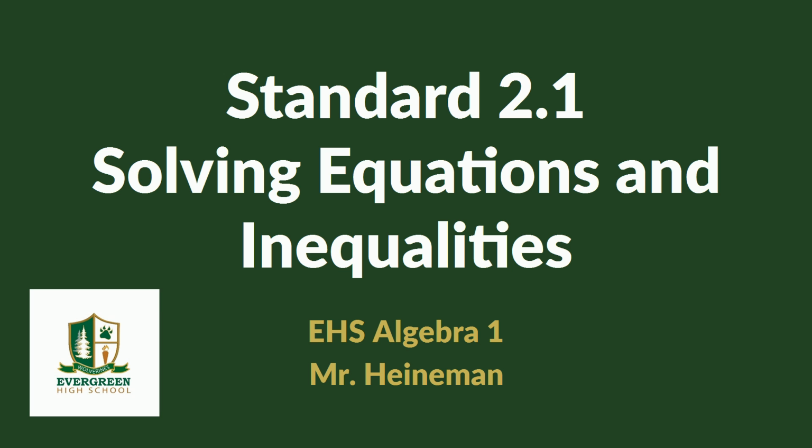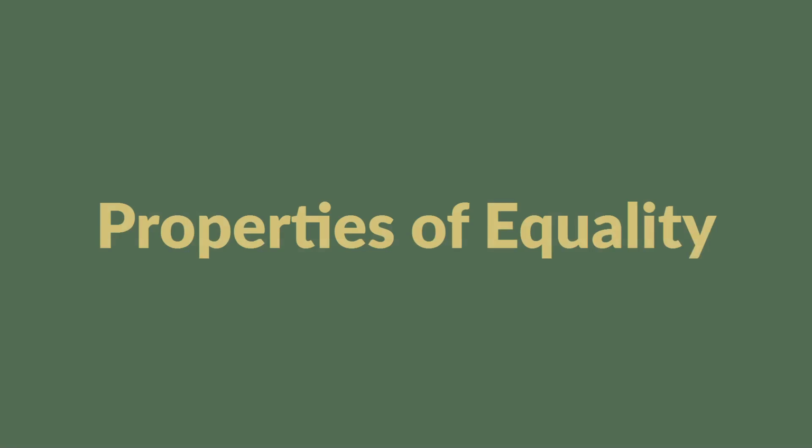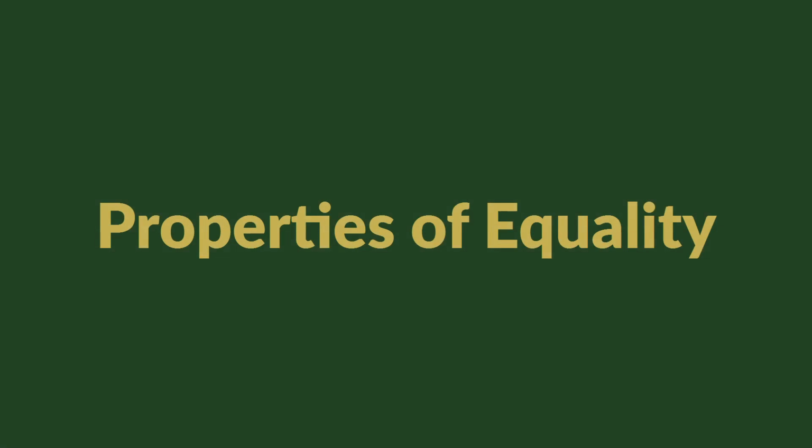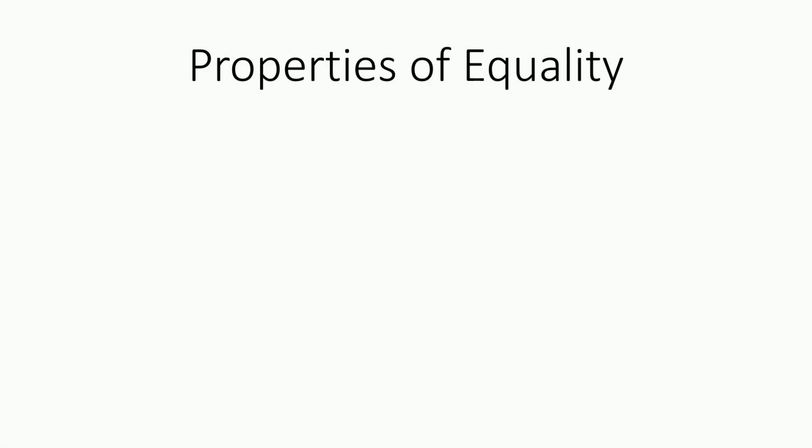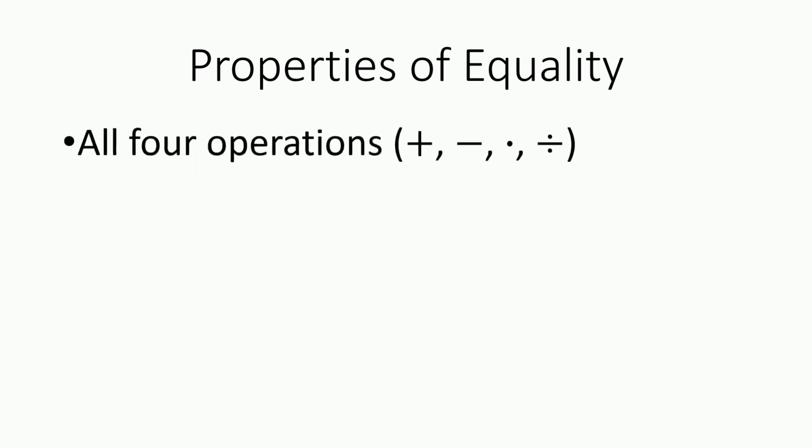This is Standard 2.1, Solving Equations and Inequalities. So when it comes to Unit 2 and Standard 2.1, it's all about solving, and when we're talking solving, we're using what are known as the properties of equality. There are 4 of those that relate to all 4 of the operations in math: addition, subtraction, multiplication, and division.